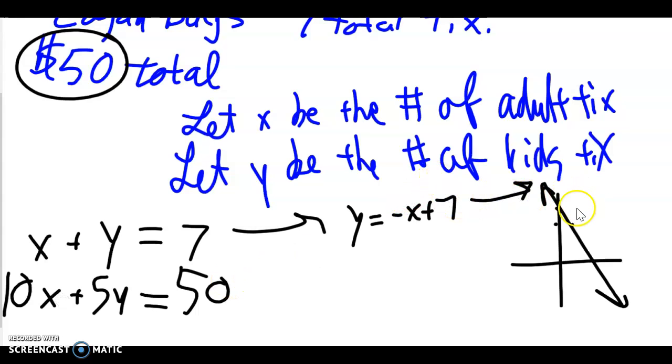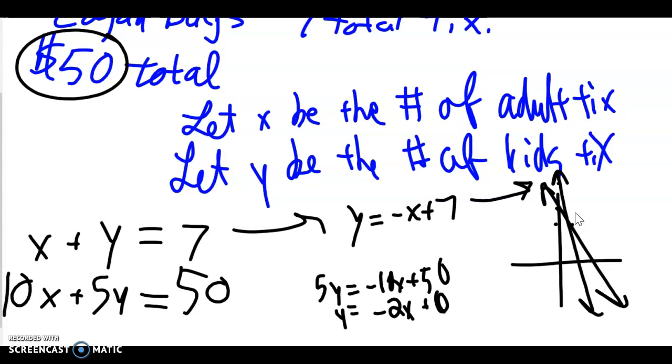Set equal to y. We've learned that in literal equations, also in solving linear equations in slope-intercept form. You get 2 equations. y equals negative x plus 7 here. y equals negative 2x plus 10 here. And we get a number where they cross. That number is an xy coordinate. That is the x and the y, the adult and the kids' tickets. It's 3 and 4.